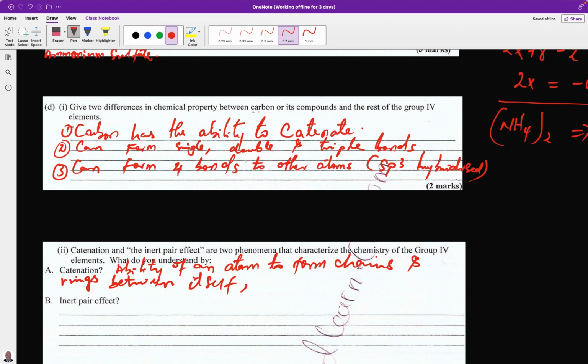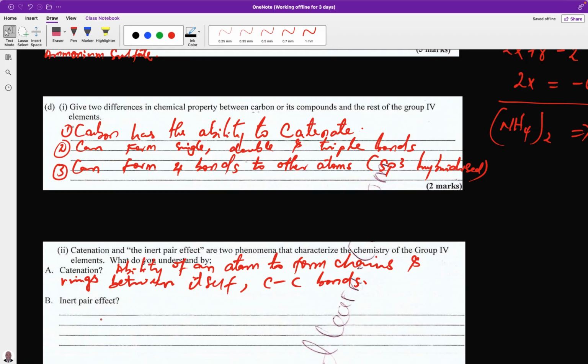For example, we are talking of this carbon-carbon ability to form bonds between itself, carbon-carbon bonds. So the ability of an atom to form chains and rings between itself is what we call catenation. Then another one is, what do you understand by an inert paired effect?